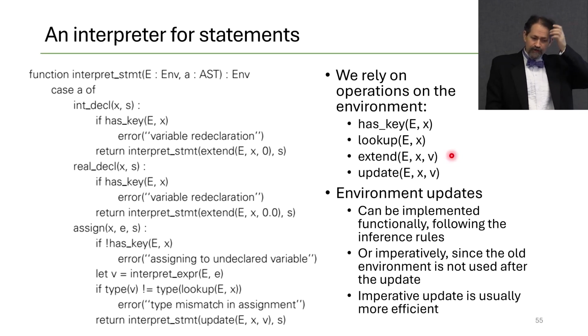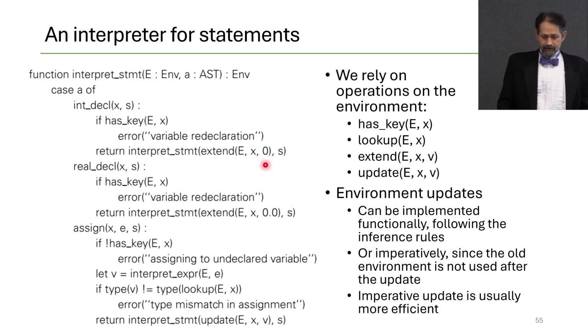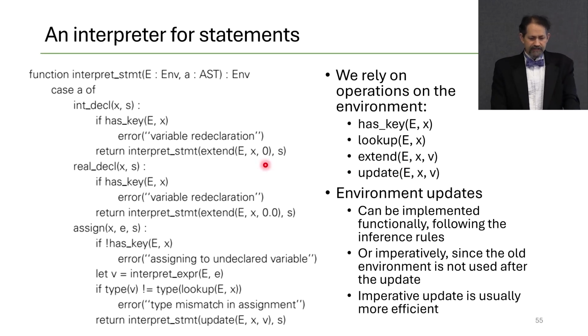So based on this, we can write rules for int decl. That'll check to make sure that x is not a key already. If there is a key, then that's an error. Otherwise, we interpret the statements that come afterwards in an extended environment where x maps to 0. We can do real decl in a similar way. The only difference is that x will map to 0.0.